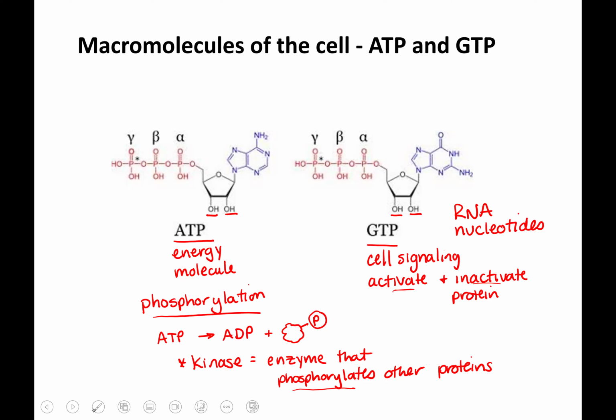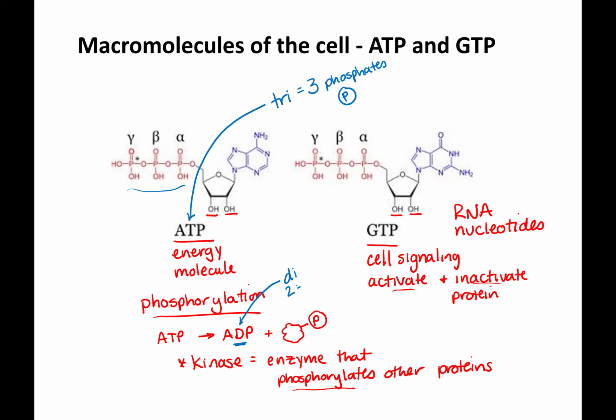Want you to be sure that you understand that this T stands for tri, and we're talking about the phosphates. So it equals 3 phosphates. And most of the time, I'm going to draw a phosphate as a P with a circle around it. When we make a DP, D stands for di, which means 2 phosphates. And I'll show you in a minute. M means mono, which is 1 phosphate.